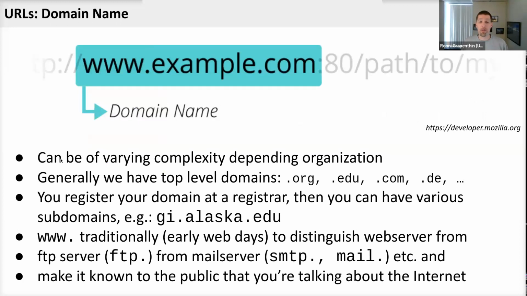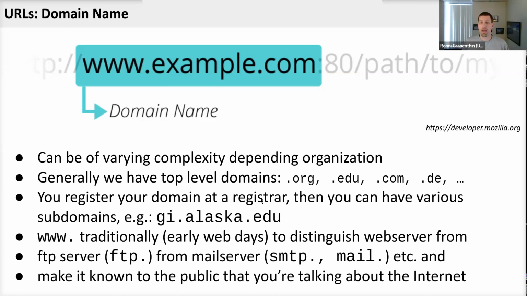Next comes the domain name. This can be of varying complexity depending on the organization. You can have different top-level domains such as .org, .edu, like alaska.edu, .com, .de. They are generally assigned to specific meanings. So .edu is reserved for educational institutions. Org is for nonprofit organizations. You can register your domain at a registrar. They keep track globally of what domains exist for what top-level domains.